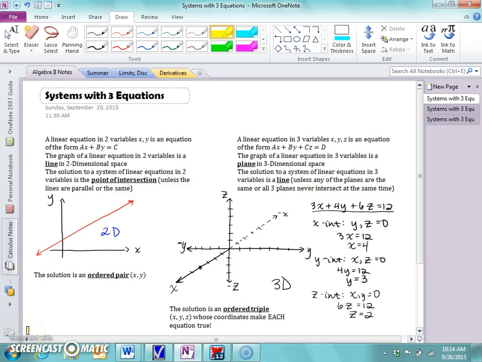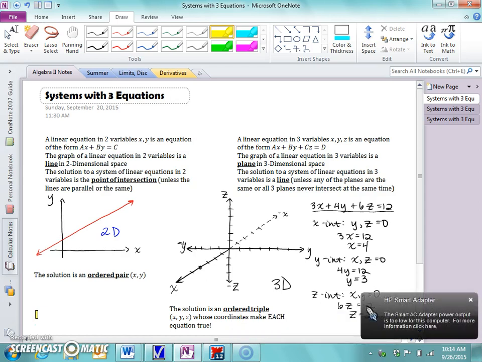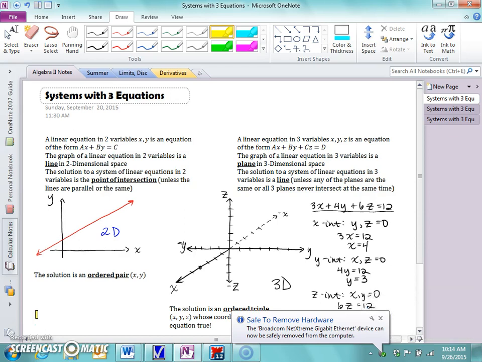This is on systems of equations with 3 equations in them and 3 variables in them. So this video is going to be an introduction to systems like this, and it's going to show you 2 different types of systems like this to solve. They're the easier kinds. We'll save the most difficult kind for class on Monday so we can solve them together.